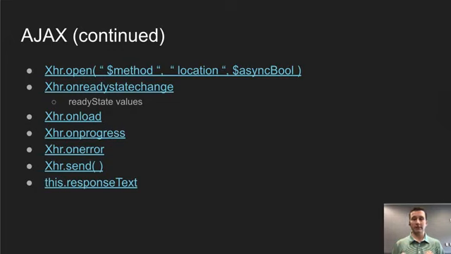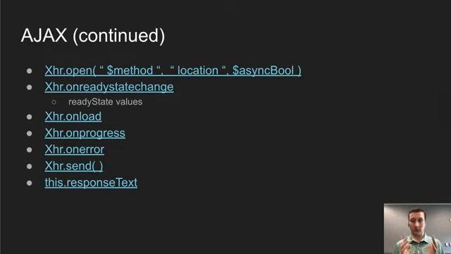Ready state change is the old way of doing it. And here are the values. 0 is unsent, 1 is open, 2 is headers received, 3 is loading, 4 is done. onload replaces the ready state change and only executes the function once the request is completed.